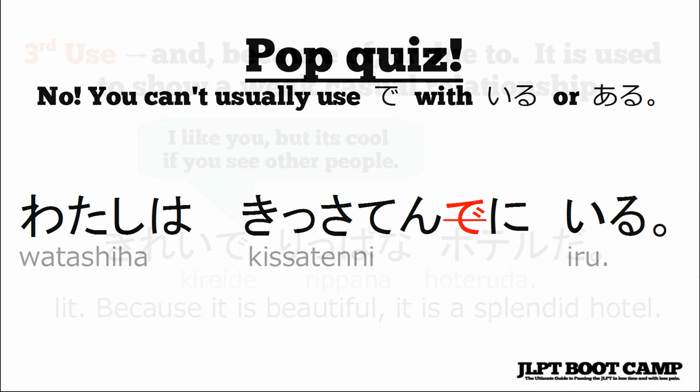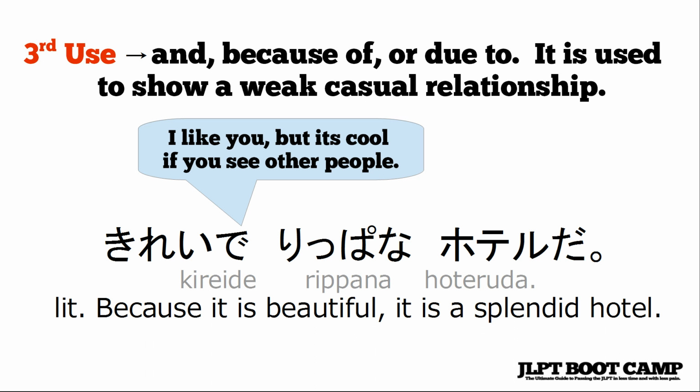Now, on to the third use. Third use, and it means and, because of, or due to. It's used to show a weak causal relationship. This is used to connect na adjectives.